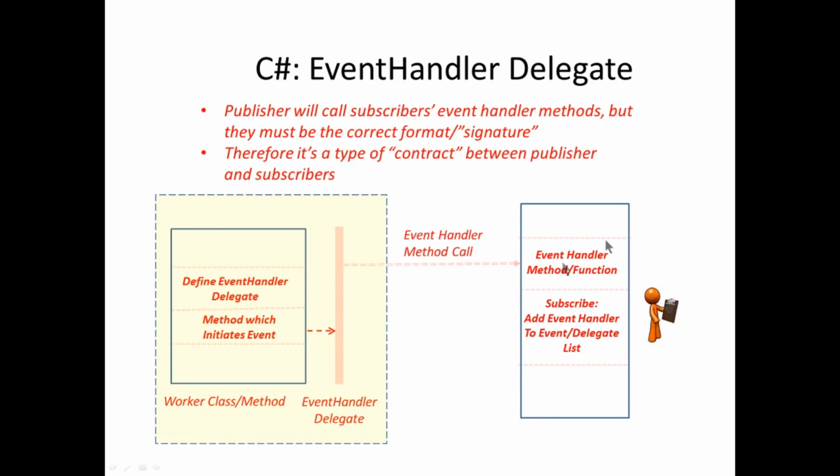So you can also view this interaction between the publisher and the subscriber as a type of contract that says you've got to set up your event handler method in the right way, and you also have to subscribe, and I have to define the event handler delegate and keep that list in order for this to work. All right? So you can view that as a contract that has to be set up correctly between the publisher and subscriber for this to all work.